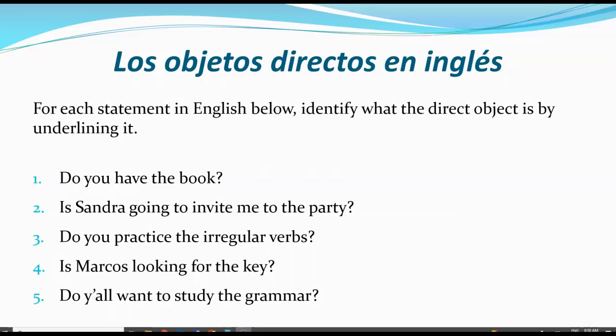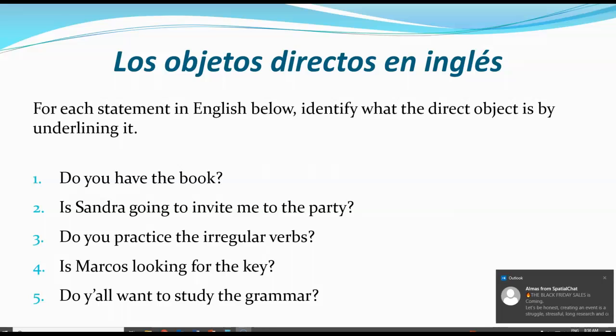Buen día. Vamos a hablar de los objetos directos. Primero vamos a hablar de ellos en inglés y después en español.